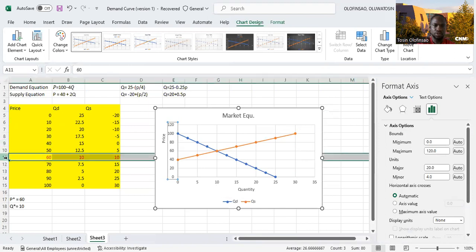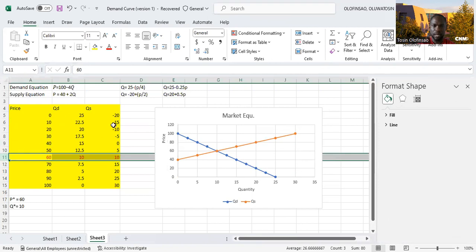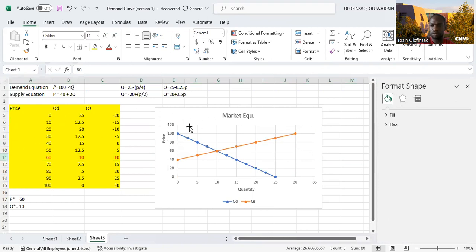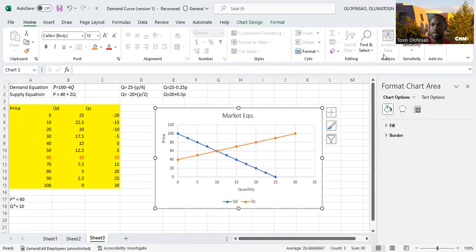You can use tabular form, solving that, or you can use the graphical form. So, well, that's it for now.